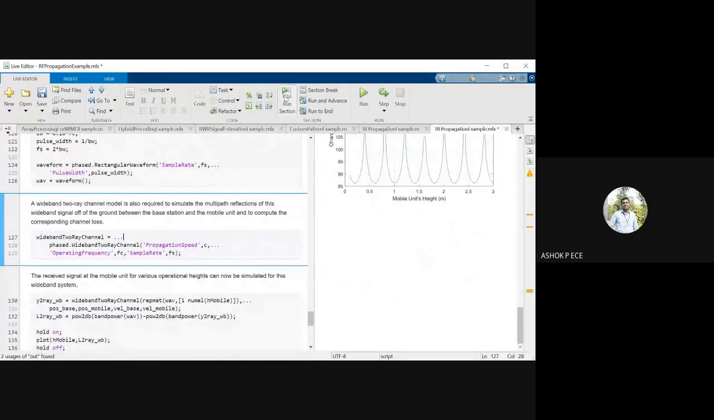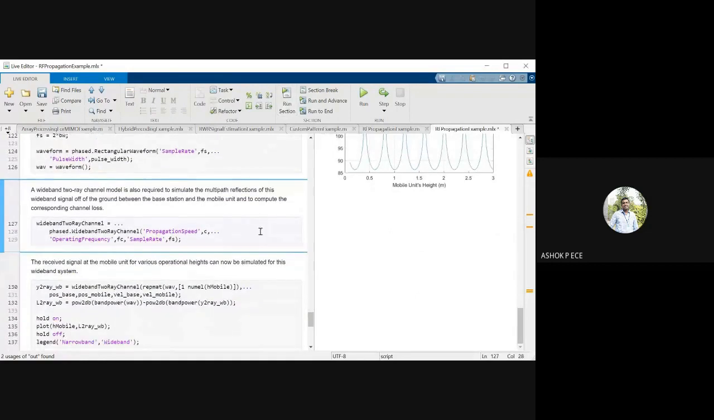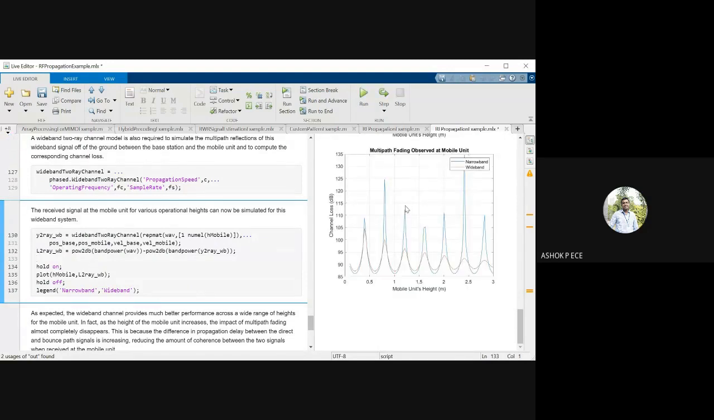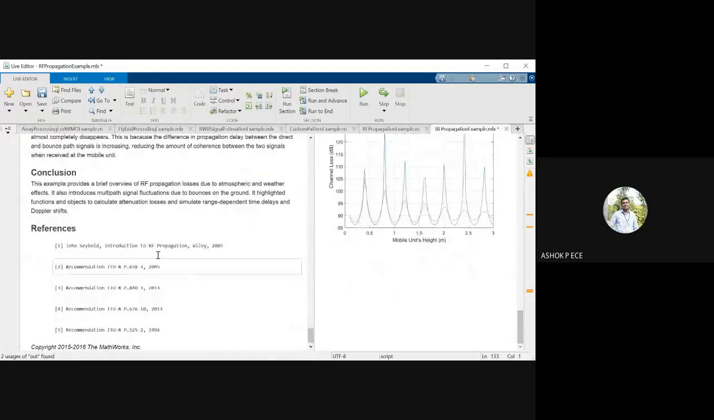Now I am creating a two-ray model and visualizing the two-ray model, narrow band and wide band. For the narrow band and wide band system, I want to visualize the two-ray model. For narrow band systems, the channel loss is very, very high. For wide band system, the loss is very, very less. As the antenna height is increasing, you can see the loss is reducing. Yes, that is the expected behavior in RF propagation.